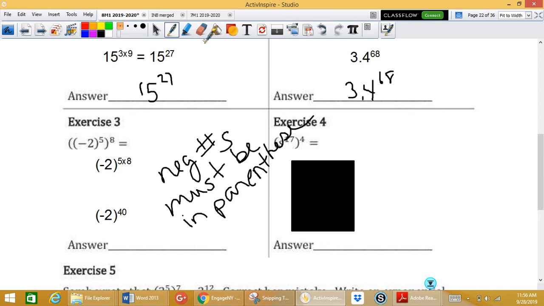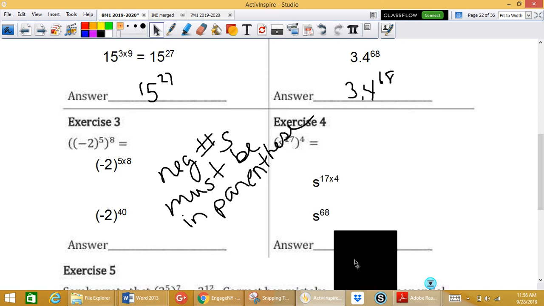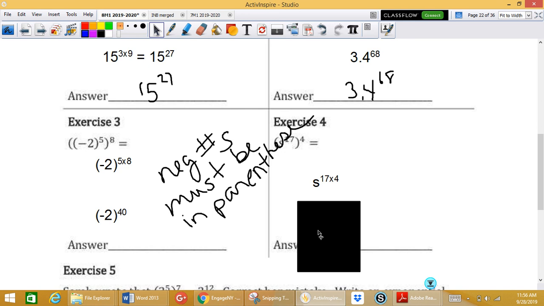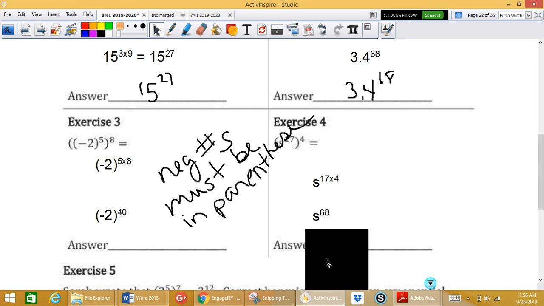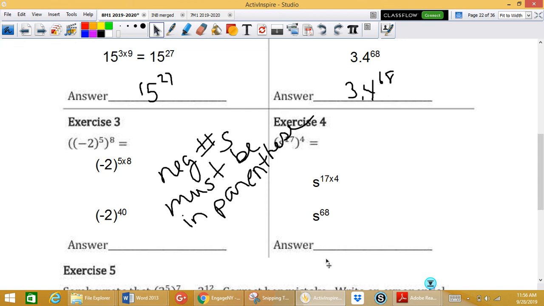The next one, we have s to the 17th to the 4th. Well, that's going to be a lot like the one right above it. So if I have s to the 17th to the 4th, that's s to the 17 times 4, which is s to the 68th.